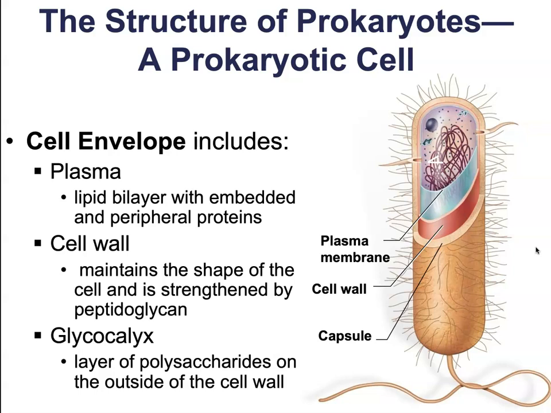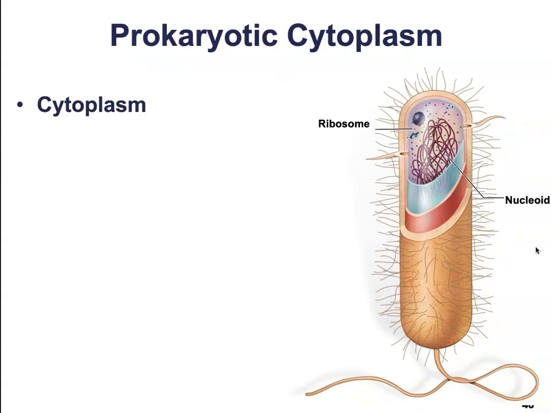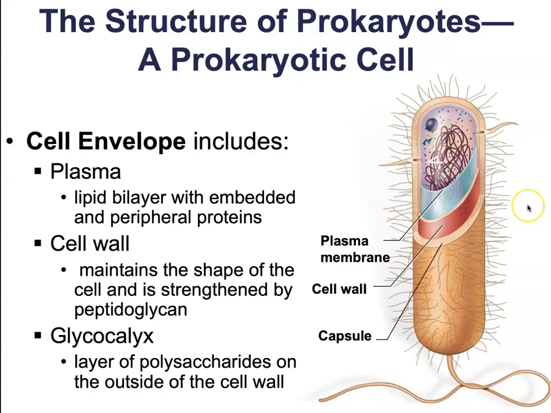Its primary function is going to be to prevent the bacteria from drying out in drought-like conditions. It also helps bacteria to resist the host's immune system. It helps with adhesion to surfaces. So it does serve several purposes. That's going to be the outermost layer, or the cell envelope, found on the outside of the prokaryotic cell.